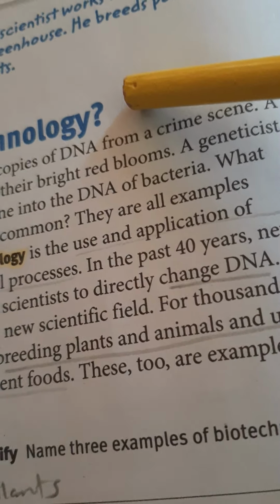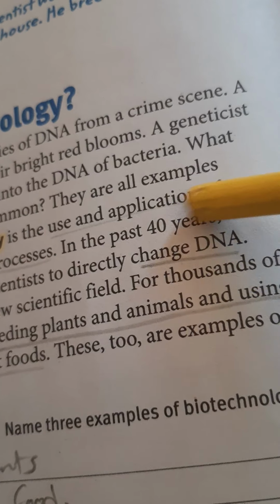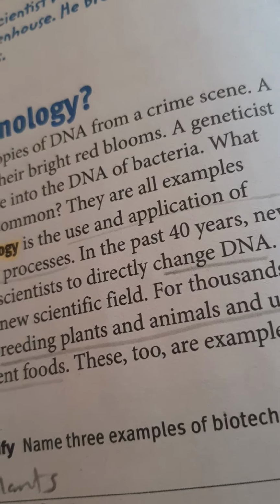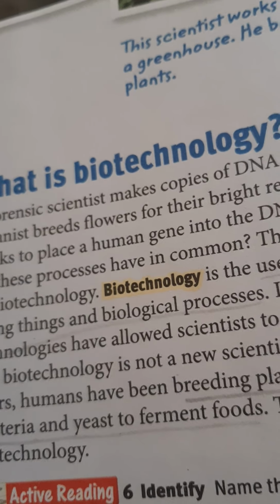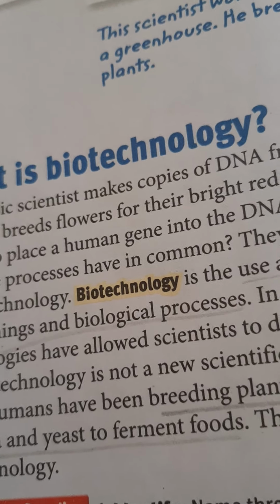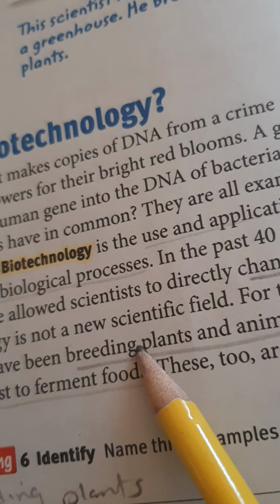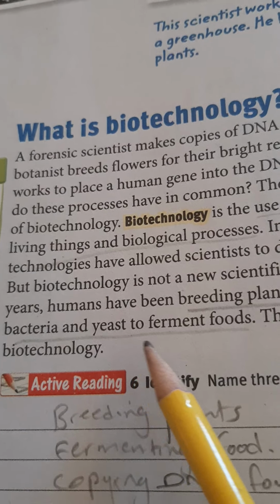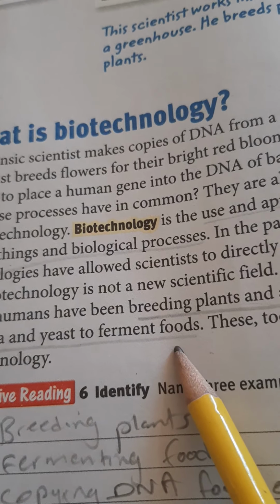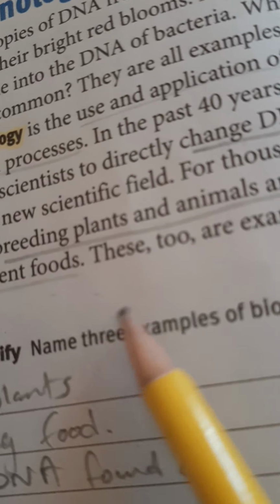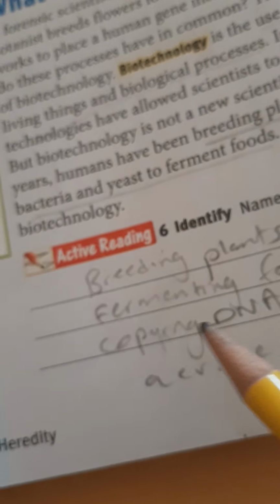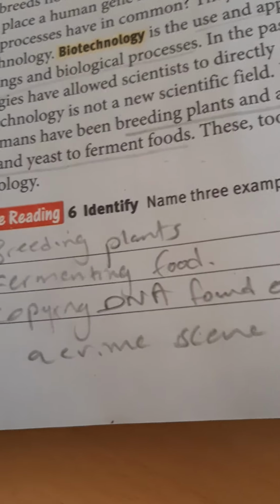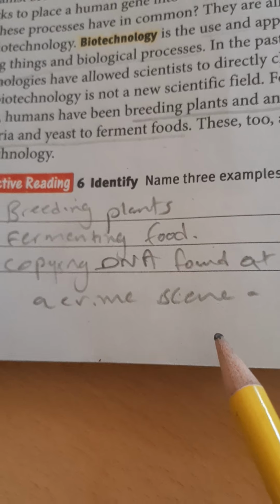Now, what do we do in biotechnology? We change the DNA. We take the DNA of the organism, we do some processes on it to change it. Why? To make some desirable traits. Now, we can use biotechnology in breeding plants and animals and using bacteria and yeast to ferment foods. So name 3 examples of biotechnology. We have breeding plants, fermenting food, and copying DNA found at a crime scene.